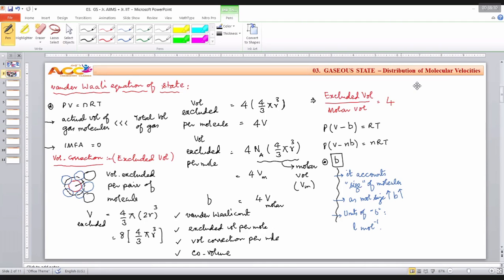Part below excluded volume. Excluded volume is equal to molar volume. This part I am not doing anything. I am writing pressure, volume. Name of this is excluded. Excluded means minus. This is V volume, excluded volume. This is V minus b for 1 mole. This is for n moles.